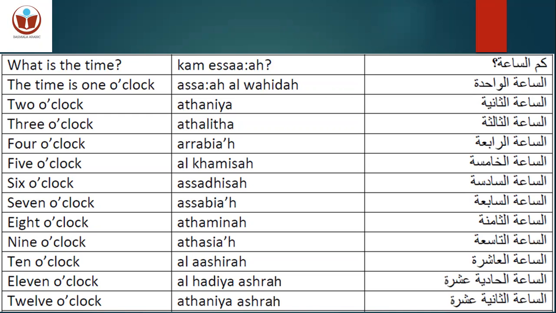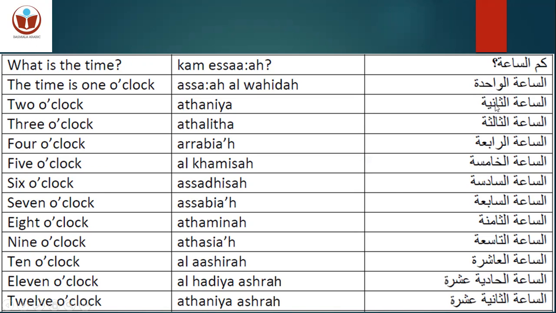You should add everywhere as-sa'a. In the beginning, you can see here, everywhere we added as-sa'a. Then the number, al-wahida. Al-wahida means 1 o'clock, 1. Okay, al-wahida 1. As-sa'a al-wahida, 1 o'clock. As-sa'a al-thaniya, 2 o'clock. The time is 2 o'clock.